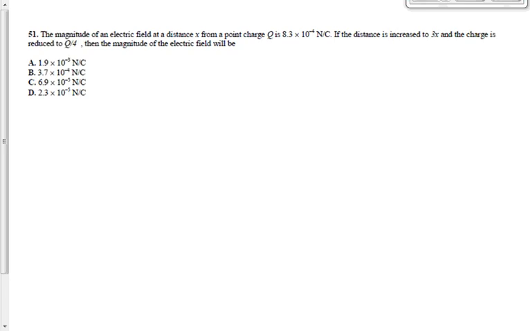Okay, let's try another one here. 51. Time to do this now. It says the magnitude of an electric field at a distance x from a point charge q is 8.3 times 10 to the minus 4. What does that sentence tell us? The magnitude of the field at a distance x from a point charge q is this. We have the value of an electric field. Is this charge, big Q, producing the field, or is it experiencing the field? Kathleen?